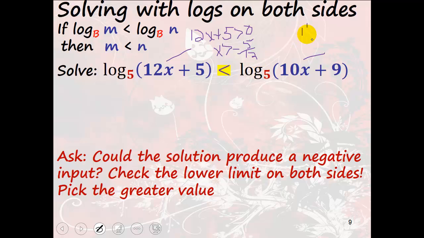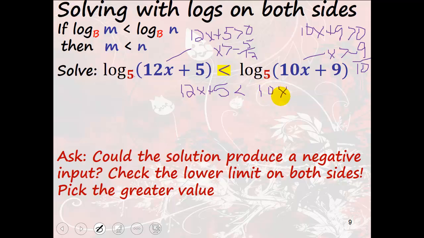This one is going to produce 10x plus 9 has to be greater than 0, so x has to be greater than negative 9/10. All right. And negative 5/12 is the bigger of the two. That's the one we'll focus in on. But right now, my logs have the same base, so I can solve this as just a simple inequality. And so I get 2x is less than 4. x is less than 2.